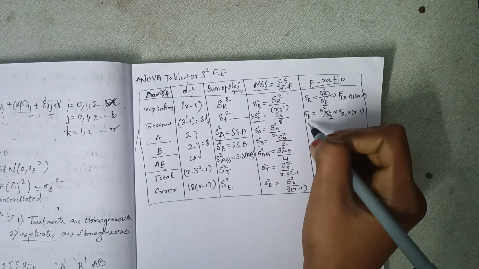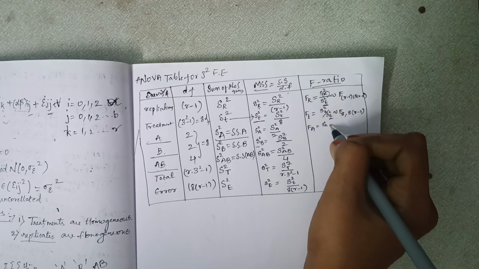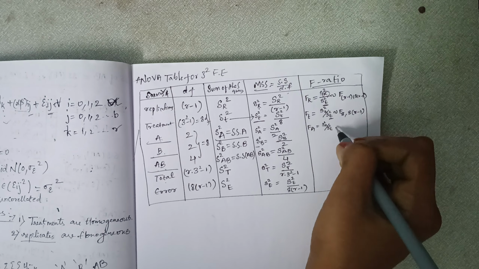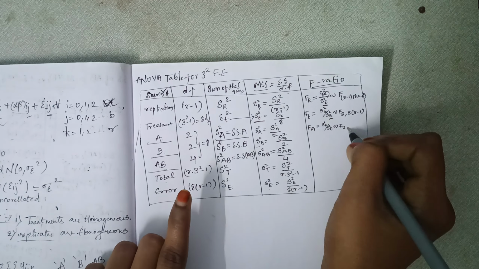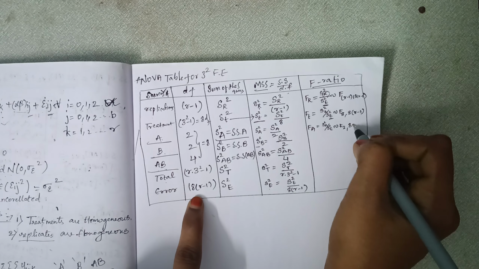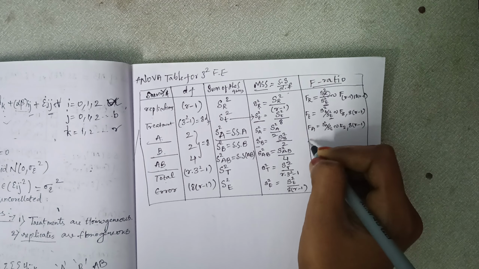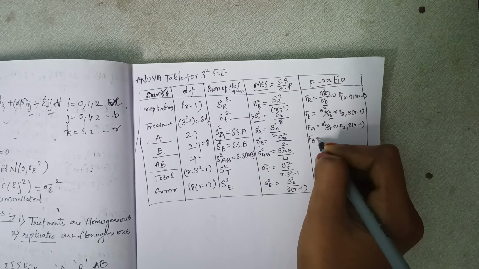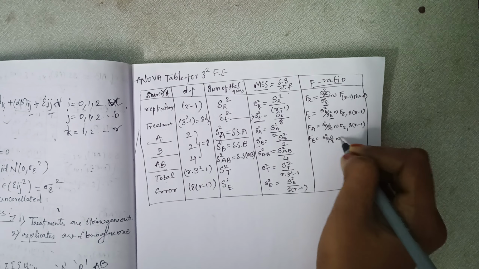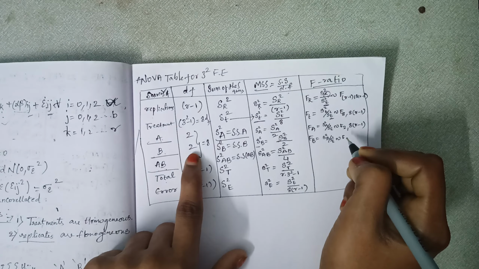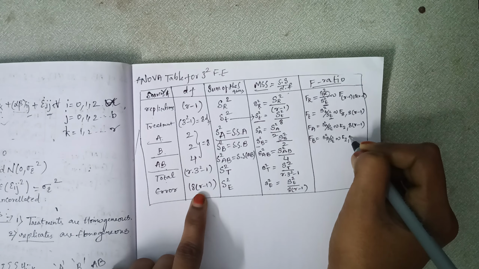And s square a, which is F of a, which is equal to mean sum of the squares of the effect A and error, which follows the F ratio. A has the degrees of freedom 2. So 2, comma, error has the degrees of freedom 8 into r minus 1. And same for the F b. Therefore, F b is equal to small s square b by small s square e. It follows the F ratio with degrees of freedom 2, comma, error 8 into r minus 1.